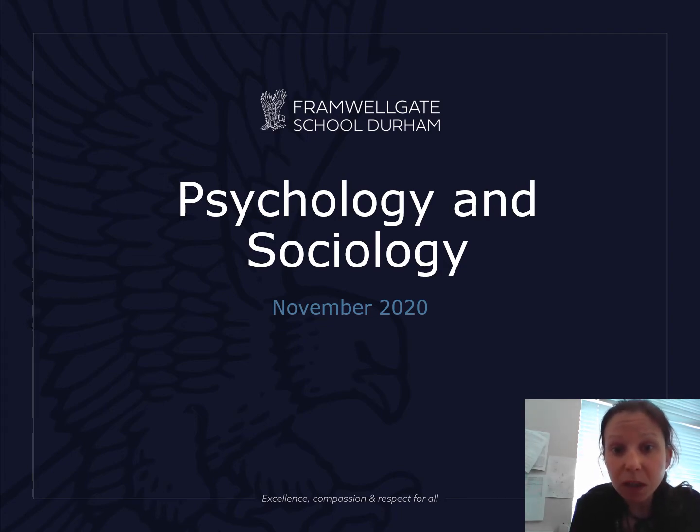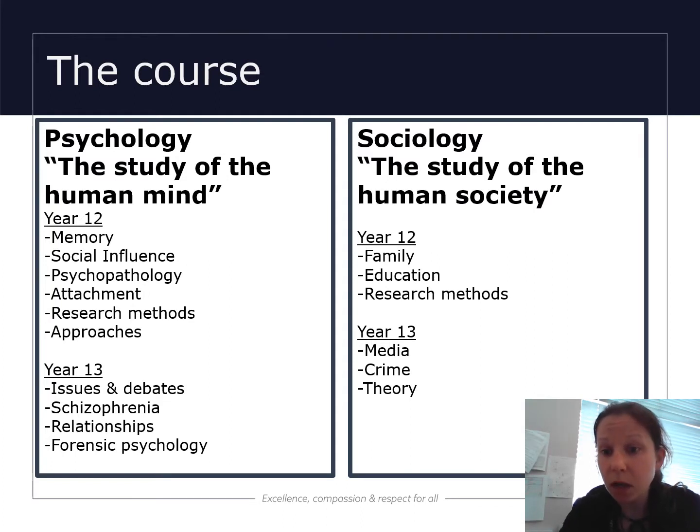So first of all, let's think about what the courses involve and what the difference is. I always say to students who ask me what's the difference between psychology and sociology, that psychology is the study of the human mind and everything that entails. So it's a very scientific approach to understanding why we behave the way we do on quite an individual level. Whereas sociology is the study of the collective, it's the study of human society.